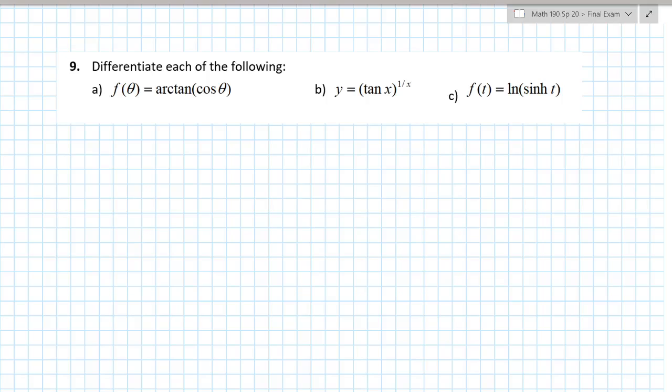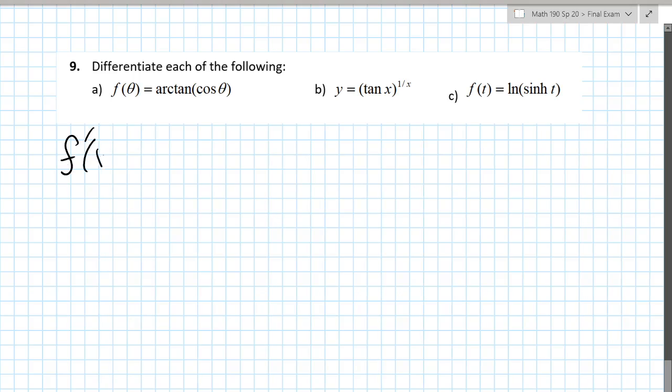We want to take the derivative of each of the following functions, and these are chain rule problems. So off we go. The derivative with respect to theta.